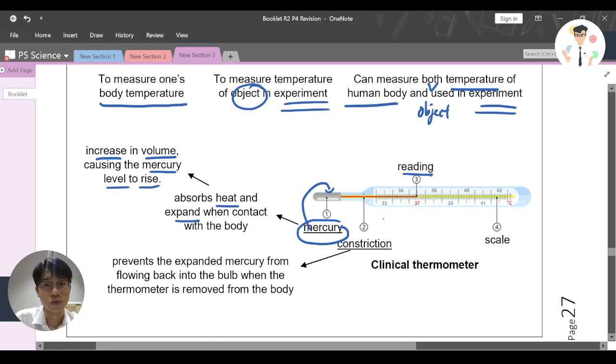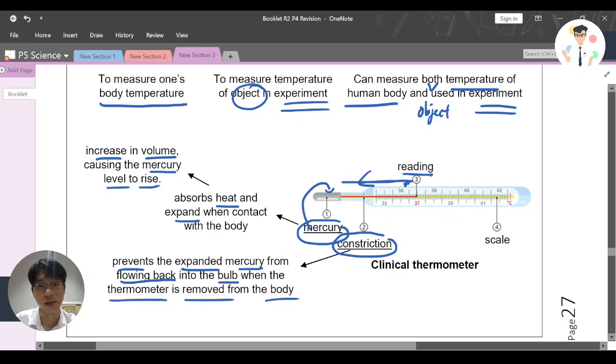So it's not good. There's something called a constriction here that prevents the expanded mercury from flowing back to the bulb. When you take it out of the body, of course it will want to go back, but we don't want it to go back so fast. That's why we have a constriction. It prevents the expanded mercury from flowing back into the bulb when the thermometer is removed from the body. So this is basically how the clinical thermometer works.